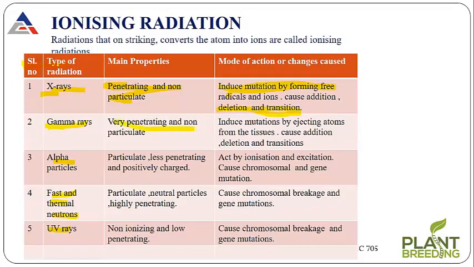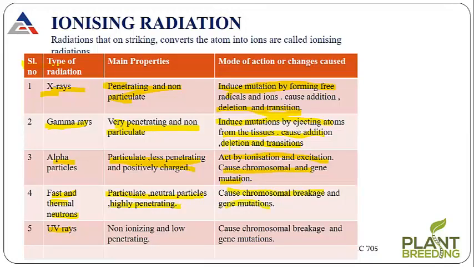Gamma ray is very penetrating and non-particulate. Okay. Gamma rays induce mutation by segregation from tissue, causing addition, deletion, and transition. Alpha particles are particulate, less penetrating and positively charged. Alpha particles act by ionization and excitation, causing chromosomal and gene mutation. Fast and thermal neutrons are particulate, neutral particles, highly penetrating, and cause chromosomal breakage and gene mutation.